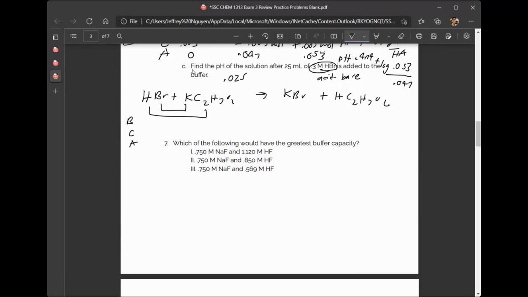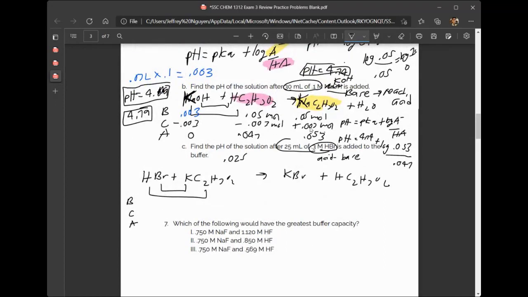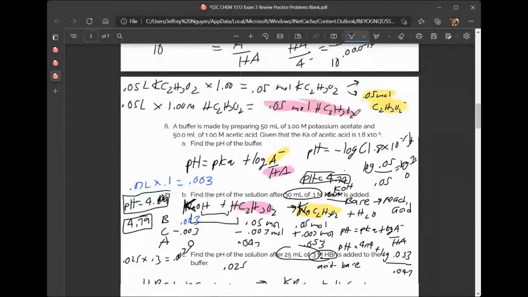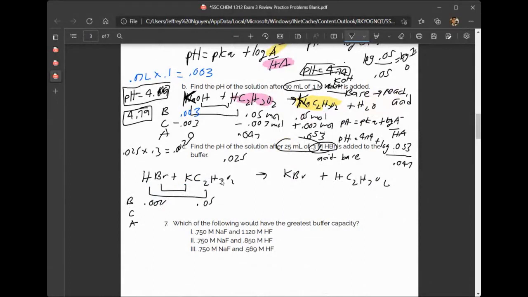We have to do a BCA table this time. We need to convert the HBr into moles. So 0.025 times 0.3 is going to be 0.0075. If you see a number or two, let me know, because then I can go ahead and check it on my end. KC2H3O2, we have it from up here, so that's 0.05. We do KBr and do that value. So 0.0075 minus 0.0075, and then plus 0.0075, and then plus 0.0075.